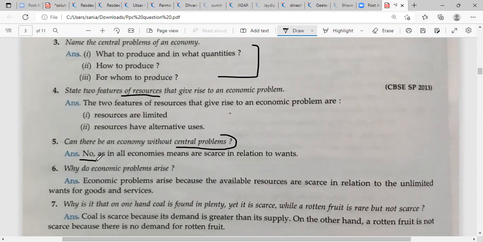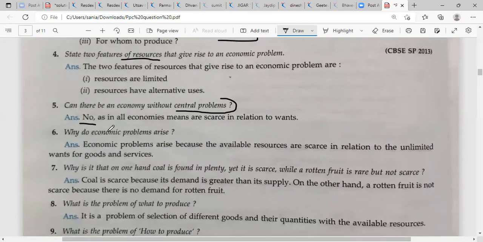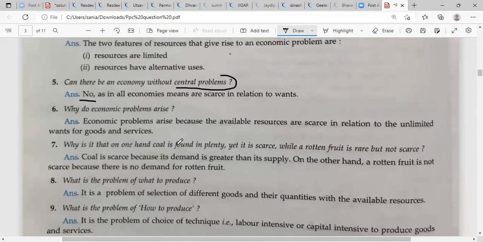Fifth, can there be any economy without central problem? Answer is no, ma'am. Because as I told you, economic problems are basically, no matter whether you are developed or underdeveloped, the common problems which all economies face are known as central problems. So there cannot be any economy which is not facing any issue, right? I hope these questions are clear, right? Yes, teacher. Yes, ma'am.